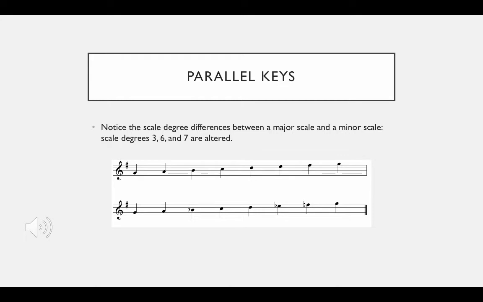Okay, so that was a bit extreme, but who doesn't love a little Star Trek humor? Let's look at how the borrowed pitches actually work in context. Look at these two scales. We have G major on top and its parallel G minor on the bottom. The difference between the two scales is scale degrees 3, 6, and 7. Let's listen to how these two scales sound.